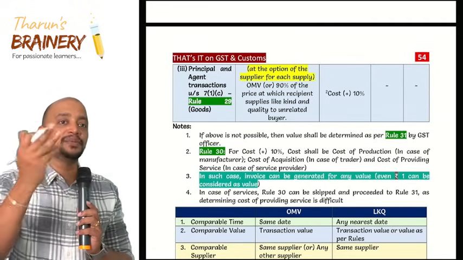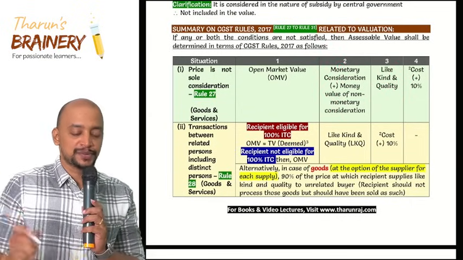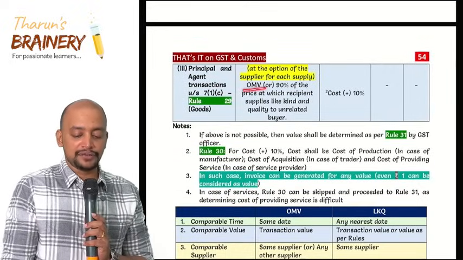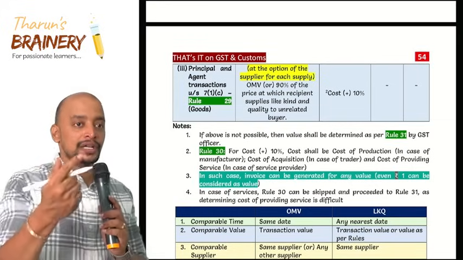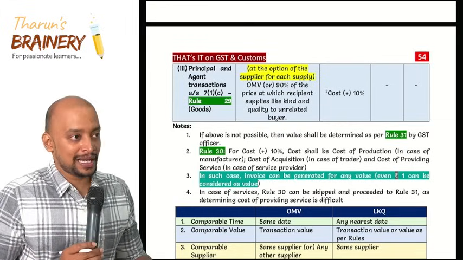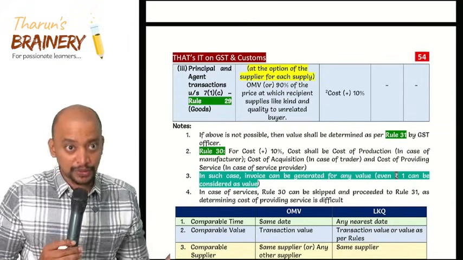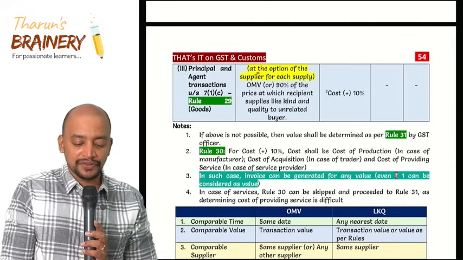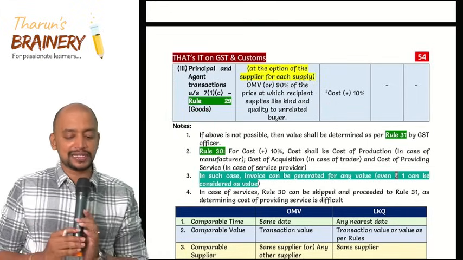So for the third point, something is missing. What is that? Like kind and quality is missing. Only open market value, if not, cost plus 10%. So open market value or cost plus 10%. Open market value has the alternative which we discussed before. What is that? 90% of the resale price. Therefore, at the option of the supplier, when the transaction is between principal and agent, either they can go for open market value or they can take 90% of the resale price at the option of the supplier for each supply. If that is not available, then they can go for cost plus 10%.